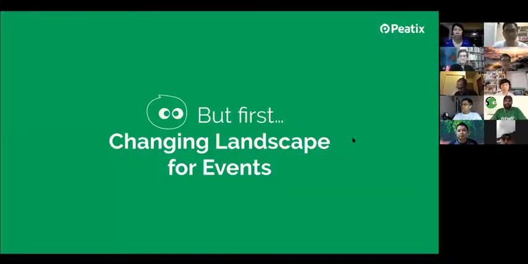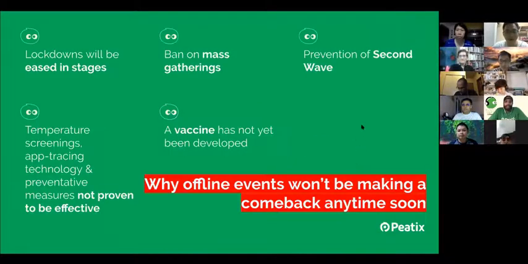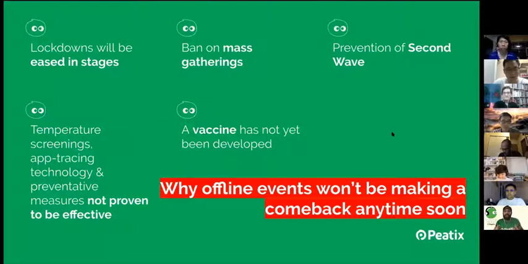Before we start to dive deeper, I just want to talk about the changing landscape for events, right? As we all know, offline events are not going to come back anytime soon. And these are some of the reasons. Firstly, the lockdowns, not just in Singapore but all around the world, are going to be eased in stages. There are still bans on mass gatherings.